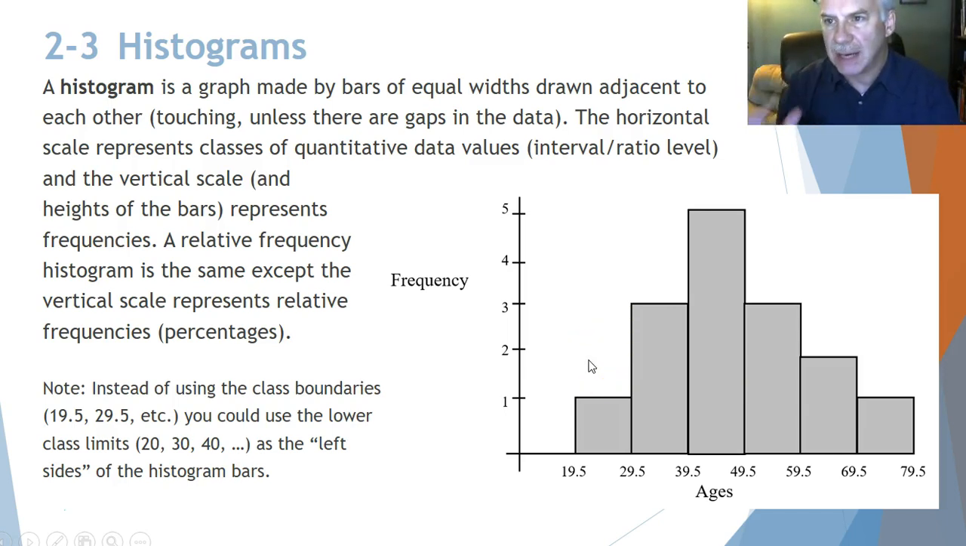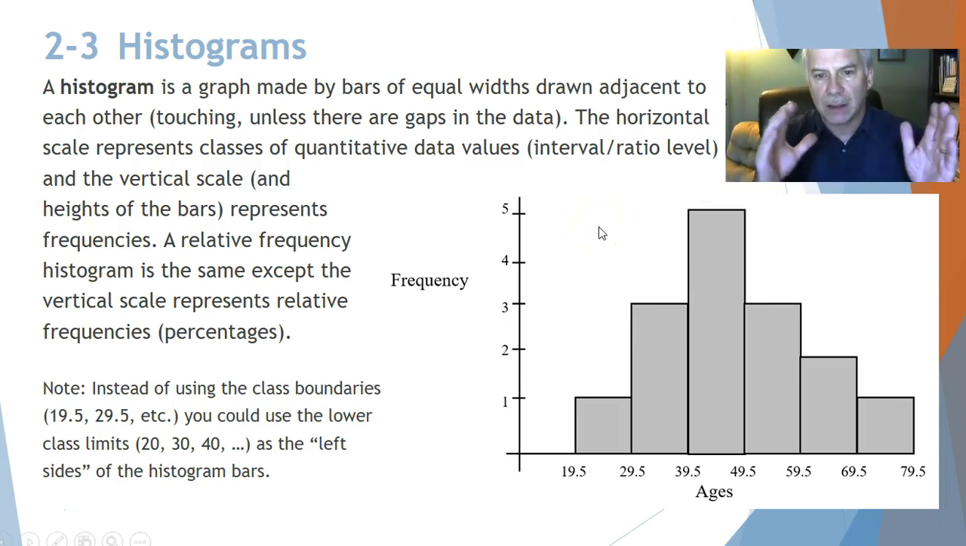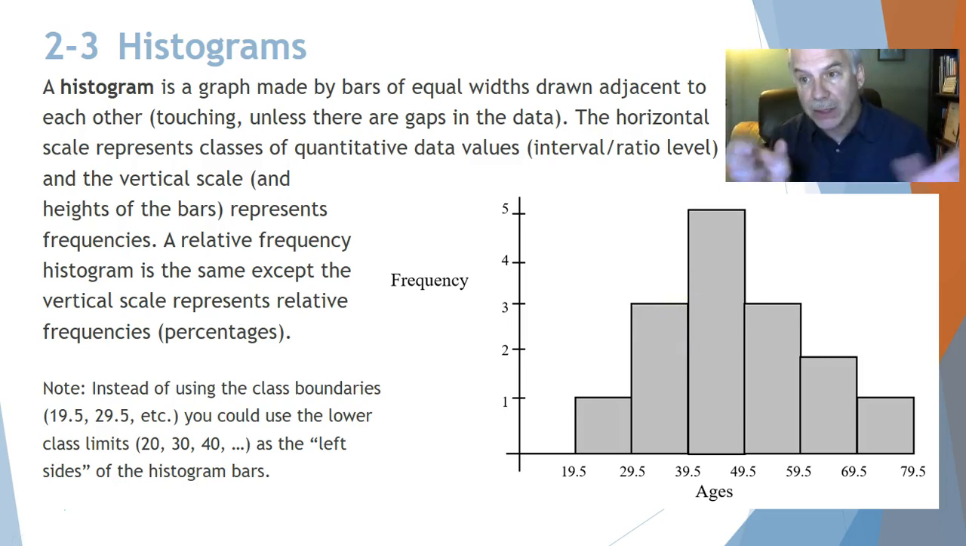Now, frequency tables are used to make histograms. Our ultimate goal is to take a frequency table and make a histogram. Now, a histogram is a graph made by bars of equal widths drawn adjacent to each other, or touching each other. You notice there's no gap in between the bars. In a bar graph, you would have gaps between the bars, but in a histogram, there should be no gaps between the bars. The bars should be touching, unless you had a class or an interval where there was nothing in it, so they wouldn't have a bar there.